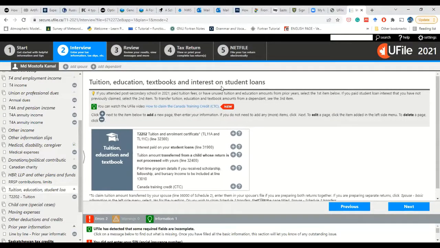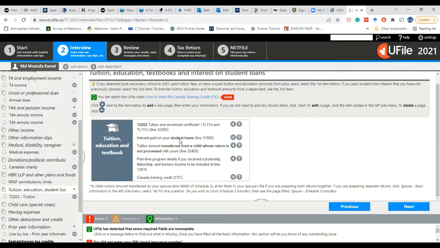Tuition, education, textbook, and interest on student loans. Let's say you start your study in September 2021, and after your undergraduate you take out a government loan. In the first eight months of 2021, you paid some interest on your loan. In that case, you can complete the interest paid on your student loan.